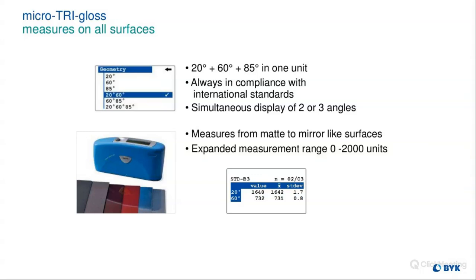We have the expanded measurement range, so you can measure anything from a matte surface all the way to a mirror-like surface. And that expanded measurement range goes into more of what I was speaking on earlier with the idea of if you were to measure something like a metal that has a very low refractive index, you're going to get a lot higher values than 100 gloss units. And again, that's just due to the material itself.